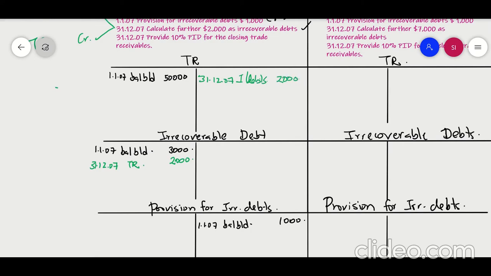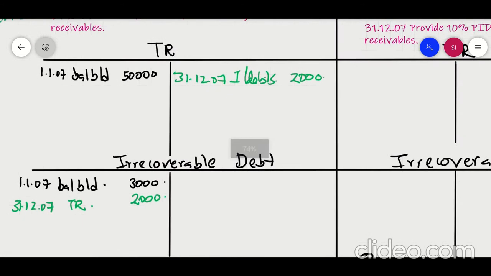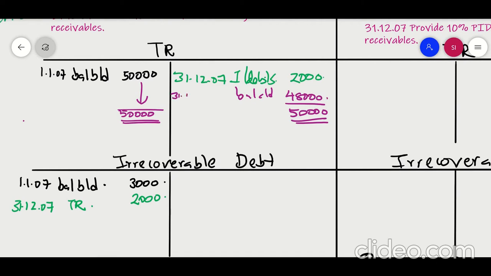Now once we are done with this, we have to balance the ledgers. So let's balance off the ledgers and find the closing balance. You can see that the debit side is greater, 50,000. 50,000 take away 2,000 gives you 48,000, which you write as balance carried down 31st/12/2007 and 1108 balance brought down worth 48,000.